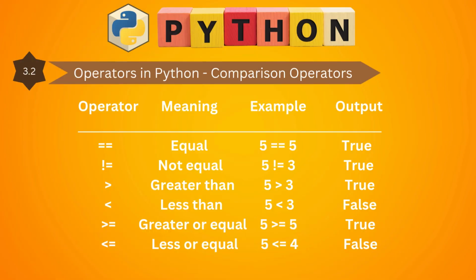We will move on to comparison operators. There are 6 comparison operators: equal to, not equal to, greater than, less than, greater than or equal to, less than or equal to. The output will be true or false. You can see the operators on the left hand side. You can use them with variables and you will get the output as either true or false.